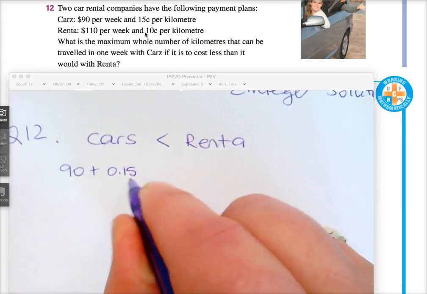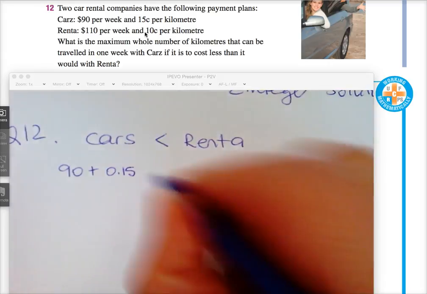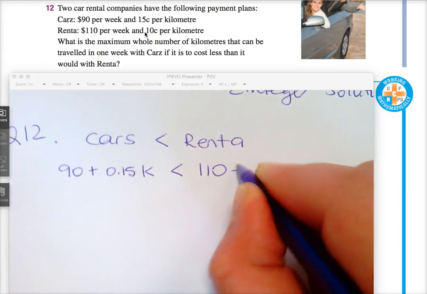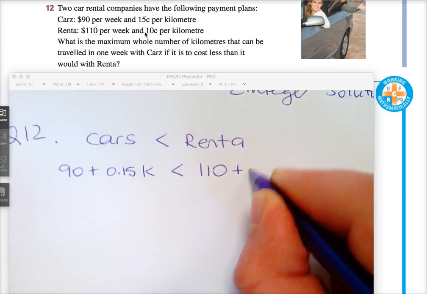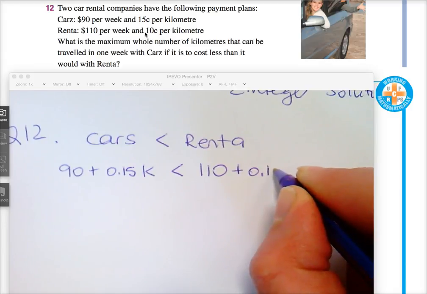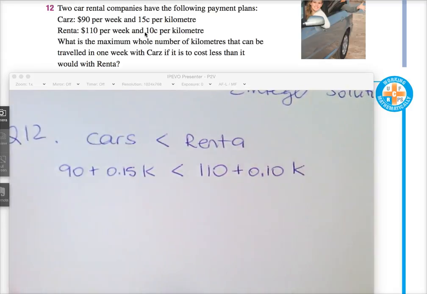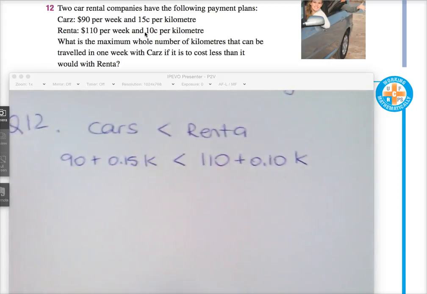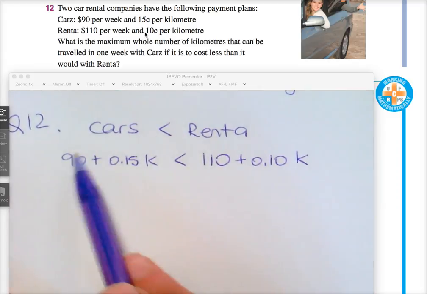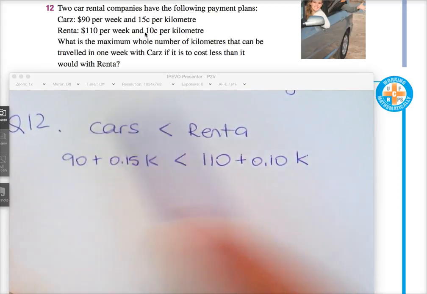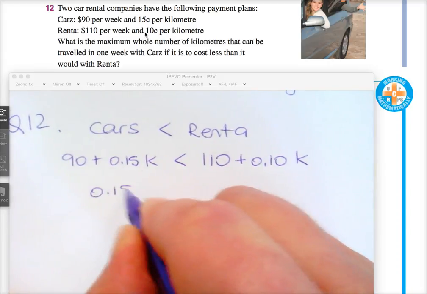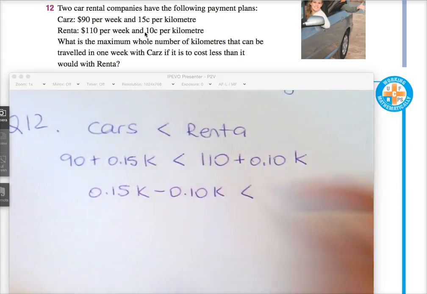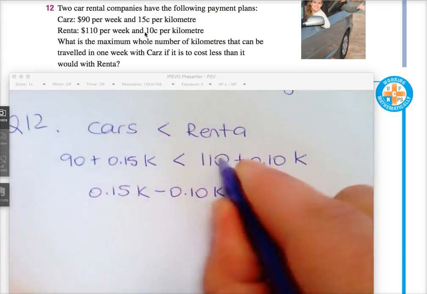So I go $90 plus 0.15 times K is less than, let's do the other one, $110 plus 10 cents is 0.10 times K. So that's what we're solving. So now I know we've got 0.1K and 0.15K, but it doesn't matter. Let's get our K's on the left and our numbers on the right. So on the left, 0.15K, what do we do with the point? Minus 0.10K is less than 110.